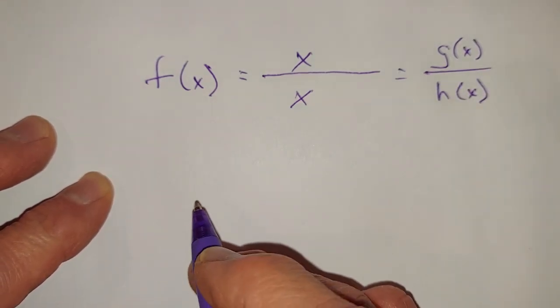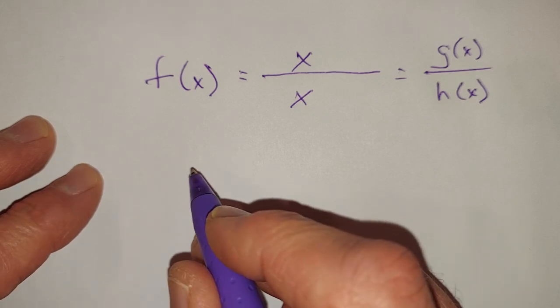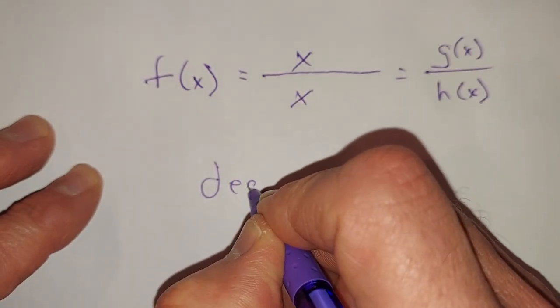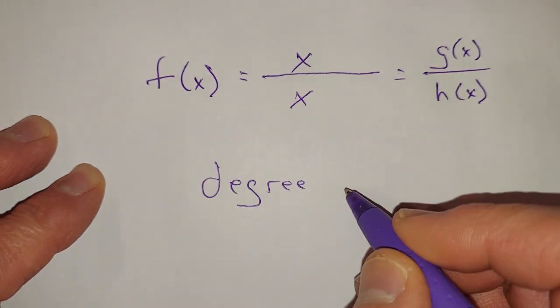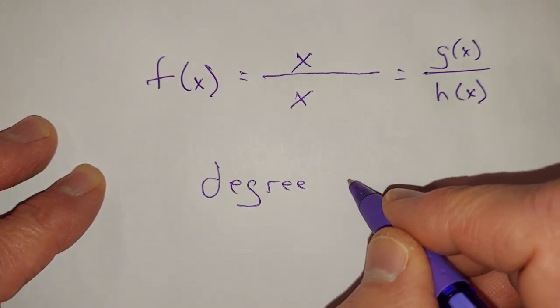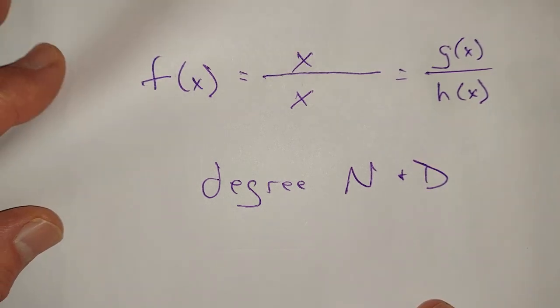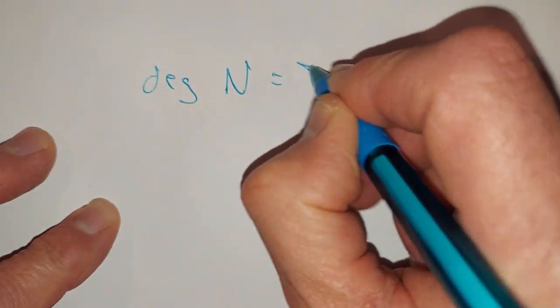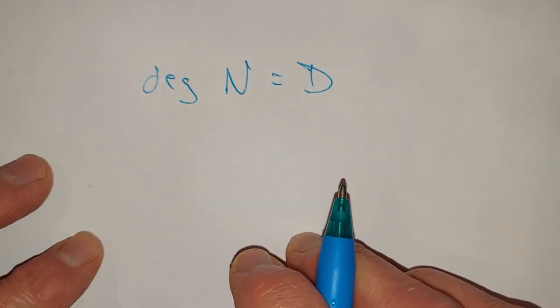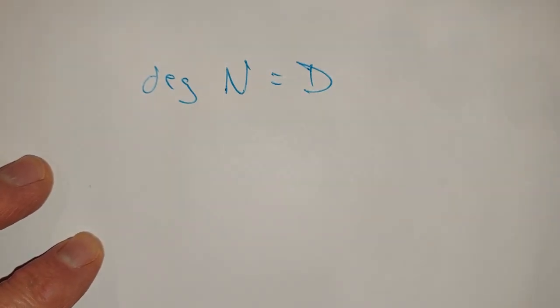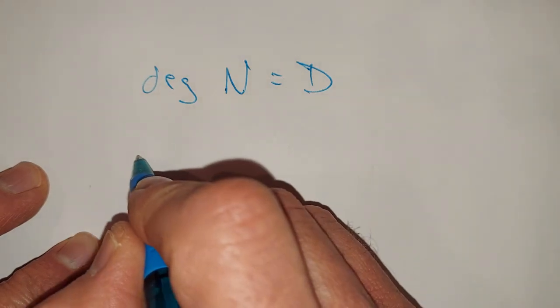Now, the way we find the horizontal asymptote is we just look at the degree of both of the numerator and denominator functions. Okay, so if the degree of the numerator is the same as the denominator, then all we got to do is divide the leading coefficients.